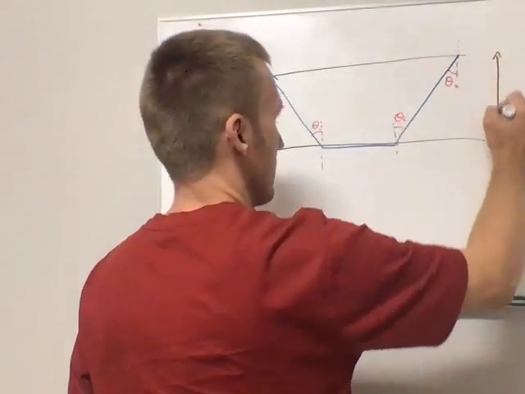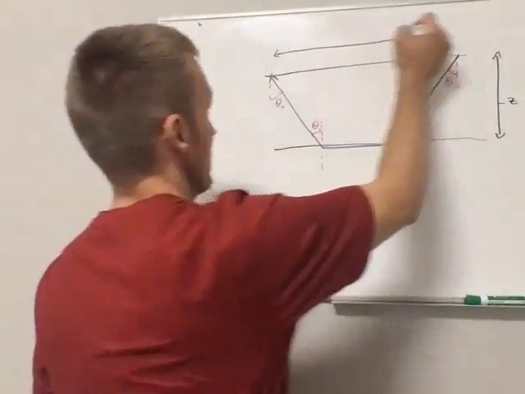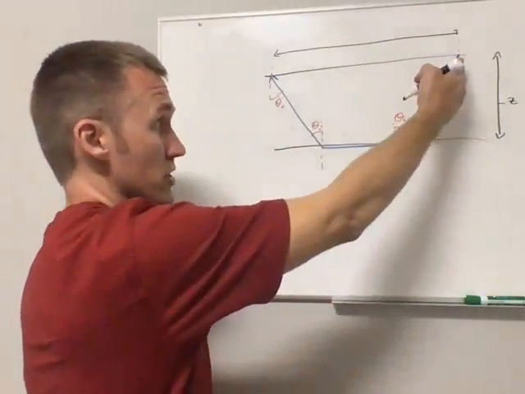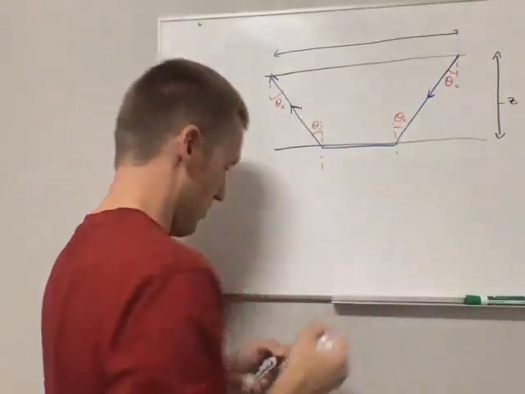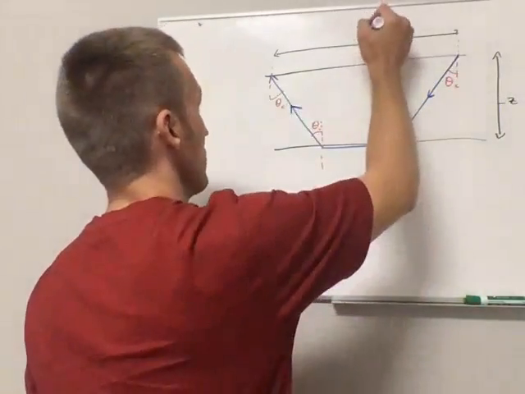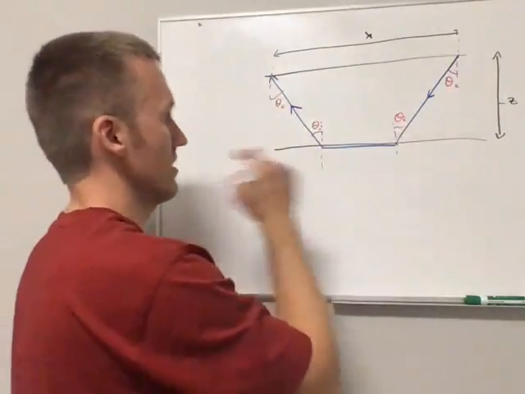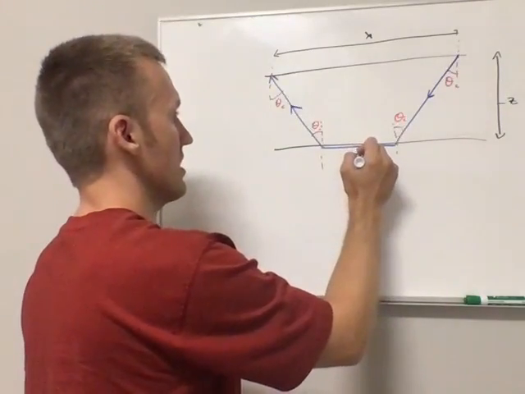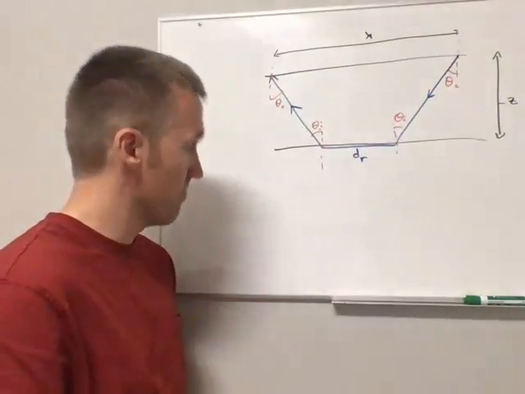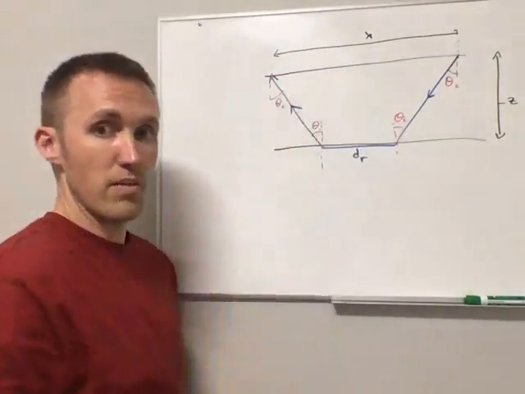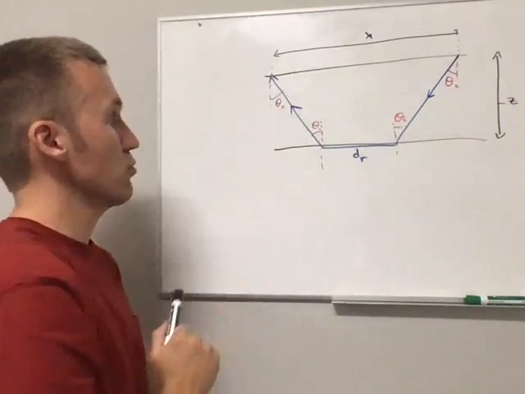Let's call the depth of the layer Z. I'll mark some arrows so you can tell which way is the source. There's the source over here. We'll call the distance between source and receiver X. And I'm going to call this distance dr, for d refracted, which is just the distance that it travels along this boundary. Of course, there are waves emanating from every point along that boundary where the wave has been critically refracted, but we're just going to focus on this one particular ray.